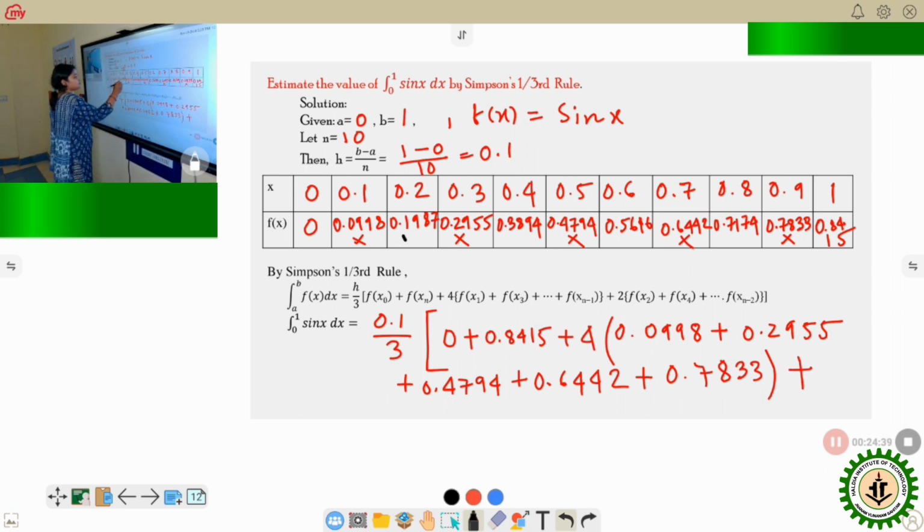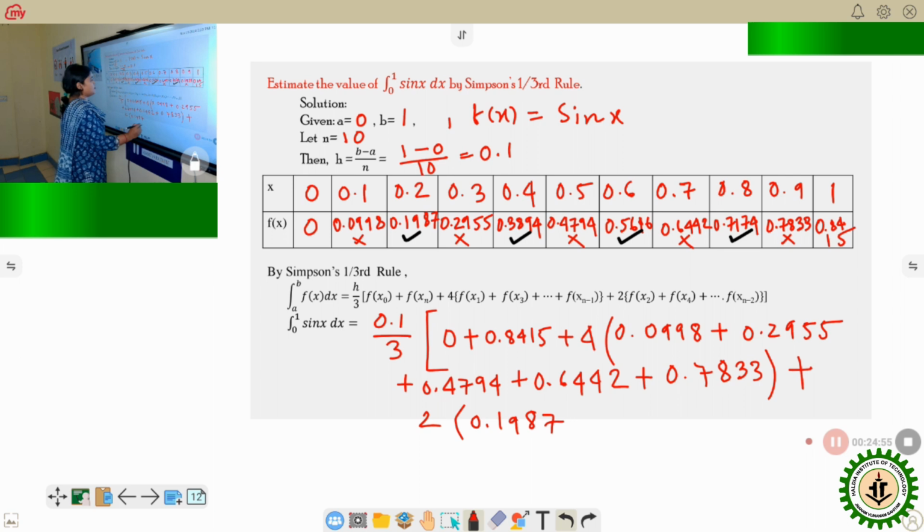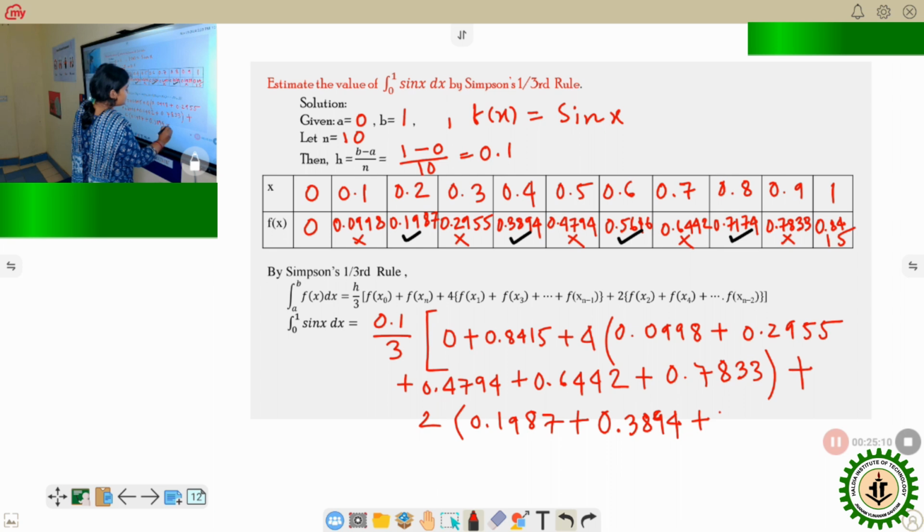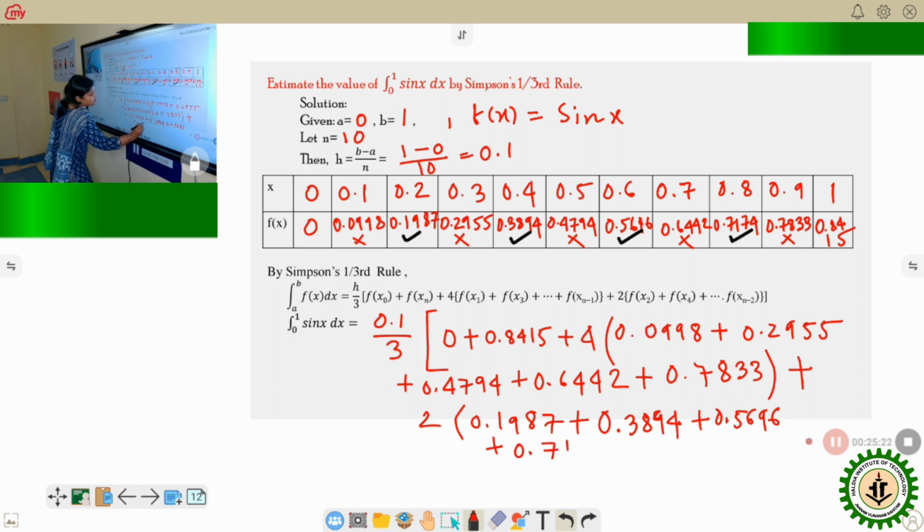Plus what is remaining? This is remaining, this is remaining, this is remaining, this is remaining. So those must be multiple of 2. 2 into 0.1987 plus 0.3894 plus 0.5696 plus 0.7174.